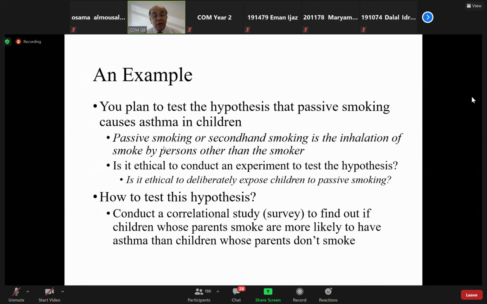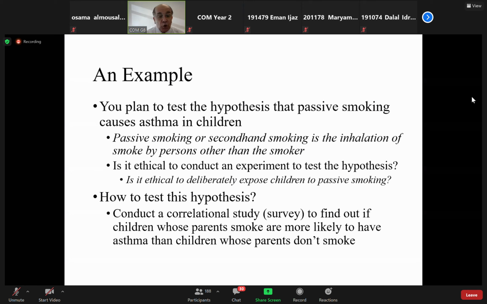Do you know what passive smoking is? I'll define passive smoking for you. When somebody smokes, passive smoking is the people who are inhaling the smoke rather than the smoker. The person is smoking and somebody else is inhaling the dirt, it's ugly. Anyway, can you conduct a study about exposing children to passive smoking? Say, I want to expose children to passive smoking and see if there is a causation between them. How many do you think will enroll their kids in the study? Zero, no one. They might shoot me if I say that. So you cannot do the study. It's not ethical. So how to test this hypothesis then?